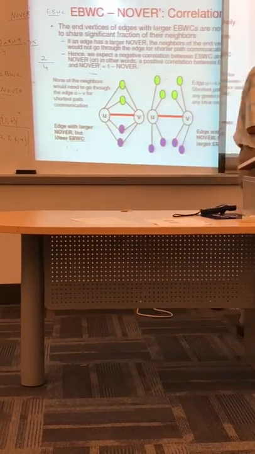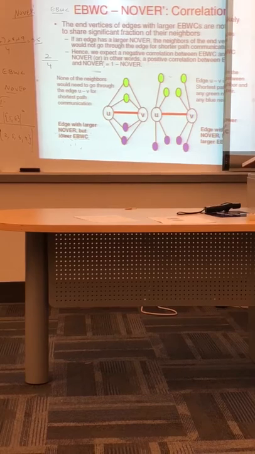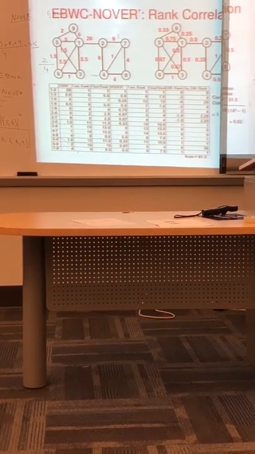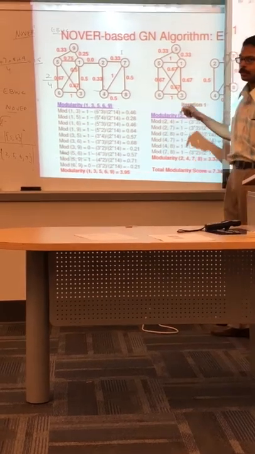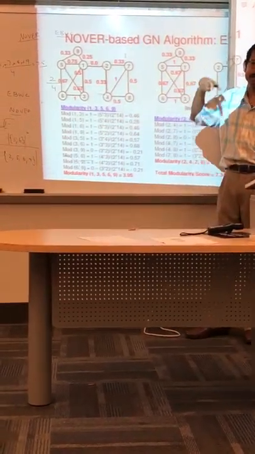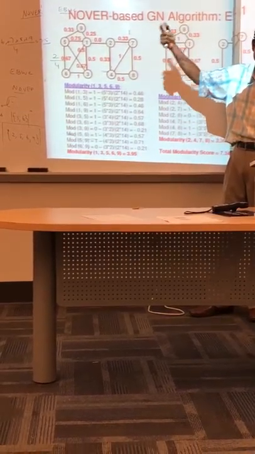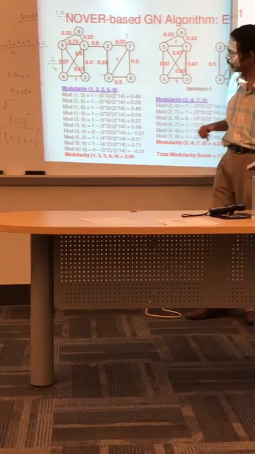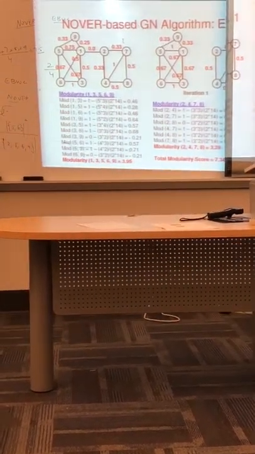That's the idea. So you could find the NOVER prime and remove the edge with the largest NOVER prime, but that's not needed because it's equivalent. So find all the NOVER scores and remove the edge with the smallest NOVER score. That is equal to removing the edge with the largest betweenness, more likely, right? All right. So these are the NOVER scores of the edges.